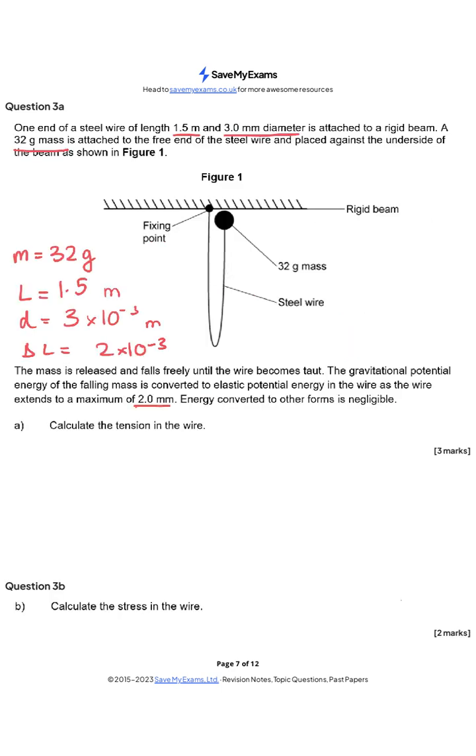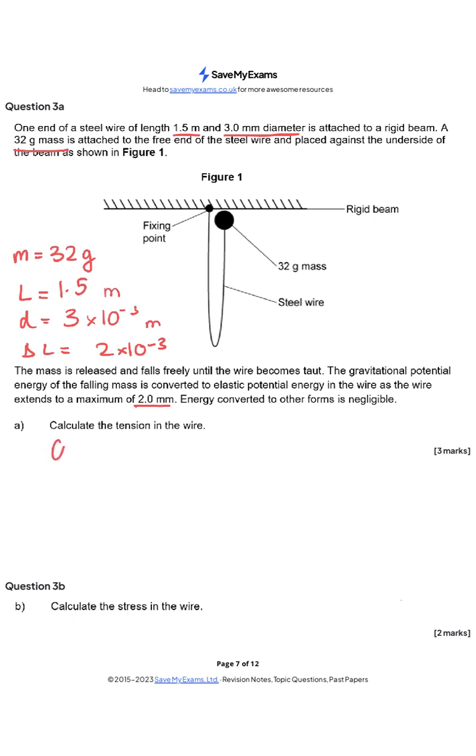Question 3A, we've got a steel wire with a ball which is then dropped. So the total length of the wire is 1.5, we've got the diameter of the wire, and we've got the mass. So I've written down all the information we have here. As the mass is released, it falls freely until the wire becomes taut. The gravitational potential energy is converted into elastic potential energy as the wire extends to a maximum of 2 millimeters, and there's no other energy transfer. So I've written out all the information we have.